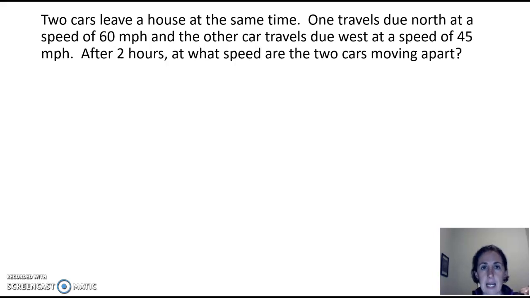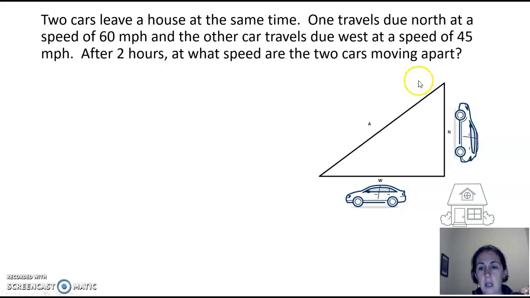This is definitely a case where we are going to want to draw a picture. So we've got our house here. This car is going due north. This car is going due west. And as they go further and further away, the distance between them diagonally is getting farther and farther apart. And I'm looking for the rate at which this, A, being how far apart they are, is changing.